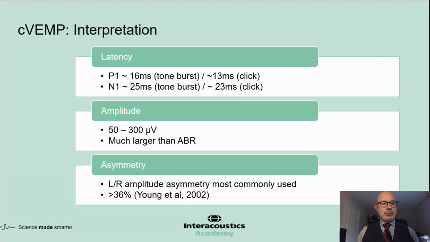So for the cVEMP, we've got some latencies that change a little bit depending on the stimulus, and age as well can change the latency, draw it out a little bit, make it a bit later. Amplitude actually varies relative to the EMG of the muscle response, so we do get quite large amplitudes, much bigger than in the auditory evoked potential. And really what we're looking at is the presence or absence or asymmetry between them. We've got a couple of other things that we would look at as well, but we'll save that for a later webinar where we really deep dive into the more advanced tests on VEMP measurement.